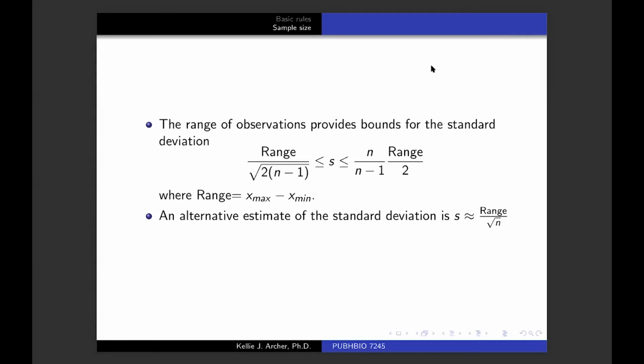Unfortunately, when working with investigators, they often don't have preliminary data. When you don't have an estimate of the variance or the standard deviation, sometimes you might have a few observations that were collected, and the range of those observations can be used to provide bounds for the standard deviation. Given that the range is the maximum value of your observations minus the minimum value of your observations, the bound on the standard deviation is given by these two endpoints. Therefore, an alternative estimate for your standard deviation can be provided by the range.